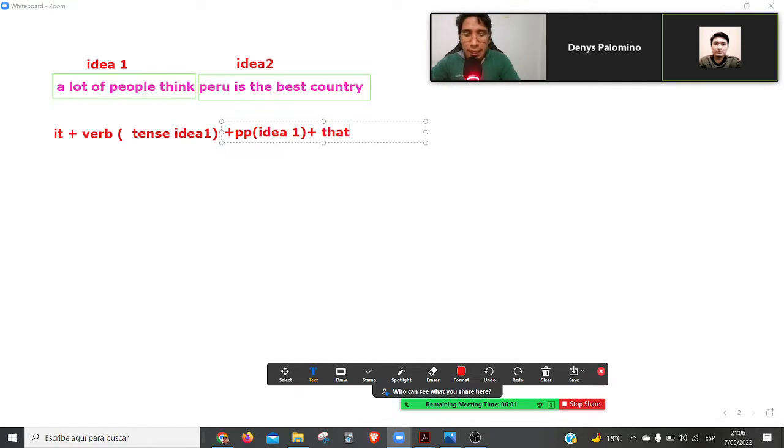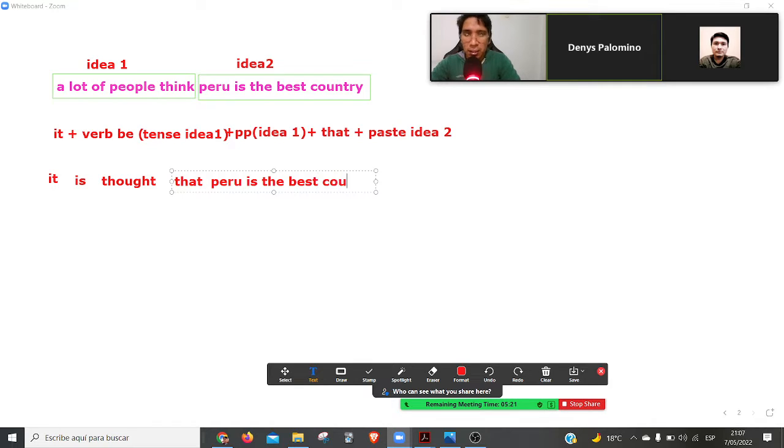Y luego, that, copio, paste, idea two. ¿Cómo es eso? Por ejemplo, it, verbo to be de la idea one. ¿En qué tiempo está mi idea one? Do you know, guys? Present. Present, como el pasivo. So, ¿cómo sería? It is. Ahora, mi participio. ¿Qué verbo sería? Think, como en los pasivos que vimos anterior. It is thought. Luego que dice que le agrego el that. ¿Y qué más? Copio todo. Peru is the best country.